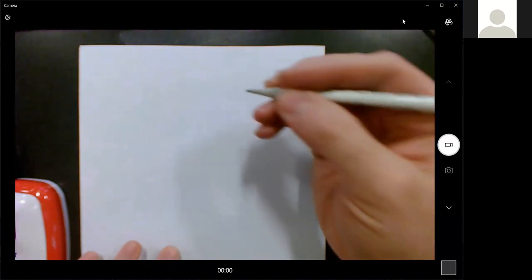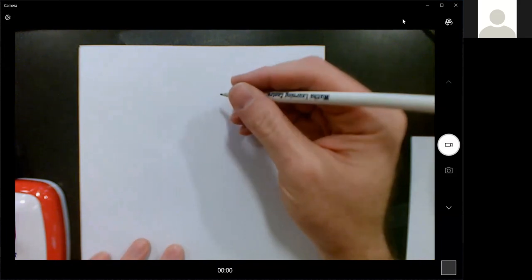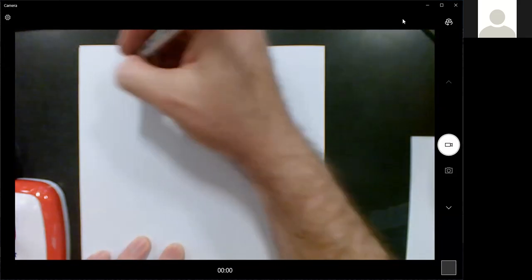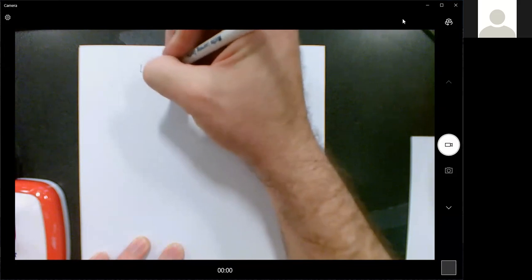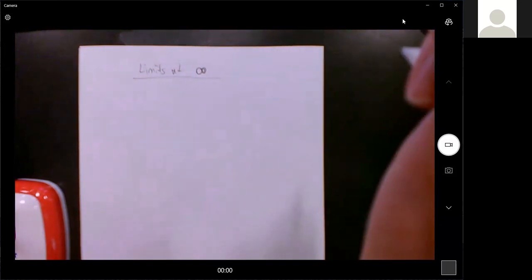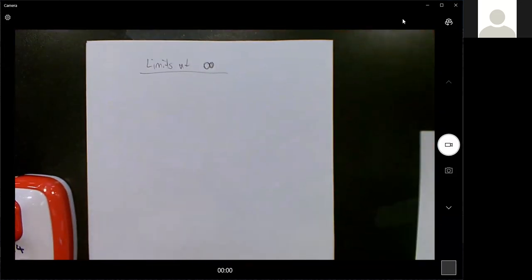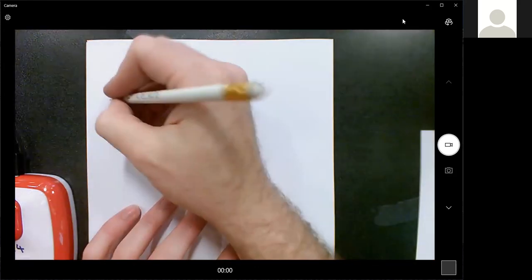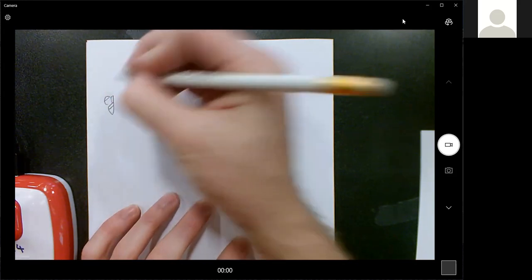So the first thing is a limits thing. It looks like I'm going to talk all about limits at infinity and tell you everything you want to know. I might, but really I'm just going to do this example, and that will give us enough to talk about.